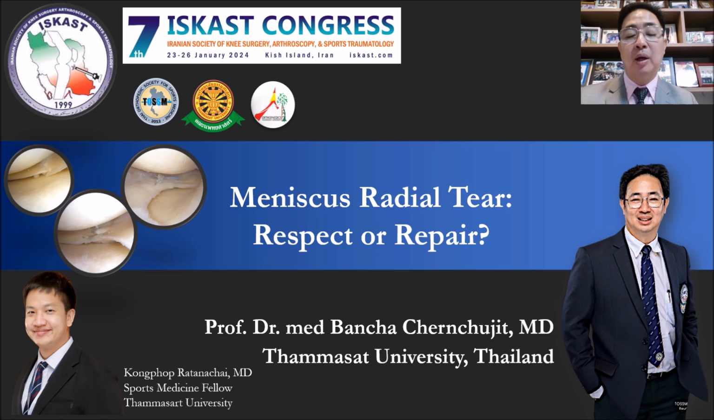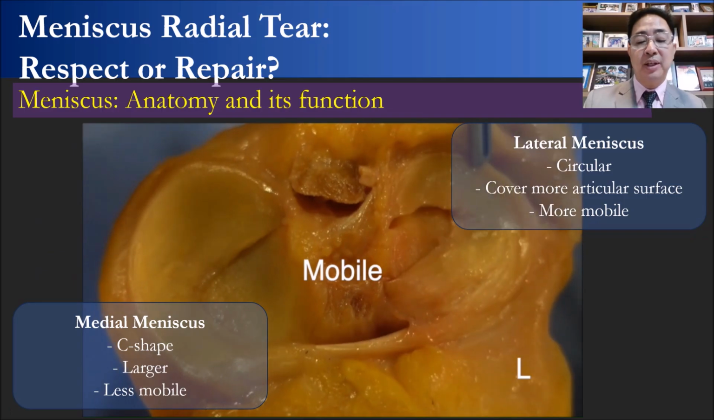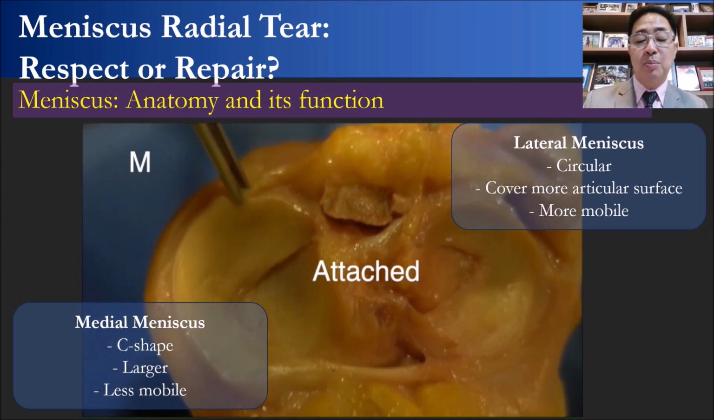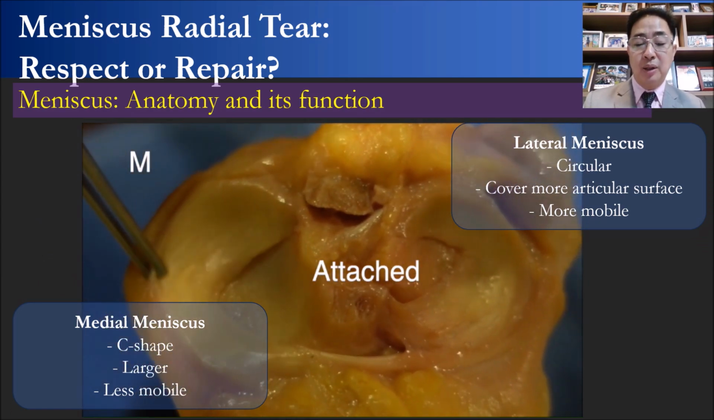So today I'm talking about the meniscus radial tear, respect or repair. So this is the meniscus anatomy. You can see the lateral side is more mobile compared to the medial side. Today we are talking about the radial tear, which is very difficult to treat.